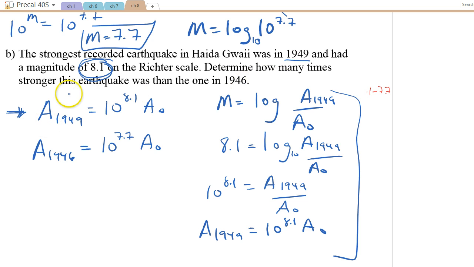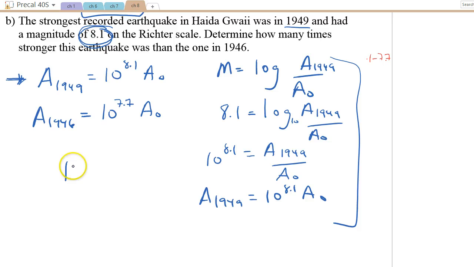So now we're going to say, how many times stronger was this one than the one in 1946? How many times stronger was it? So really, when you're saying that, you're saying, what is the larger value divided by the lesser value? Like if I said, how many times larger is 140 than 14, then you're really dividing it, aren't you? So in this question, they're saying, how many times stronger was this earthquake compared to that earthquake? So I can divide them out. Okay, so my answer is going to be equal to the quotient of those two.